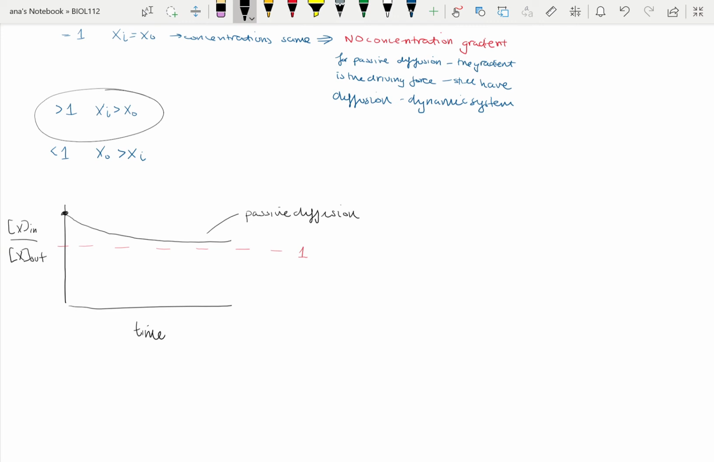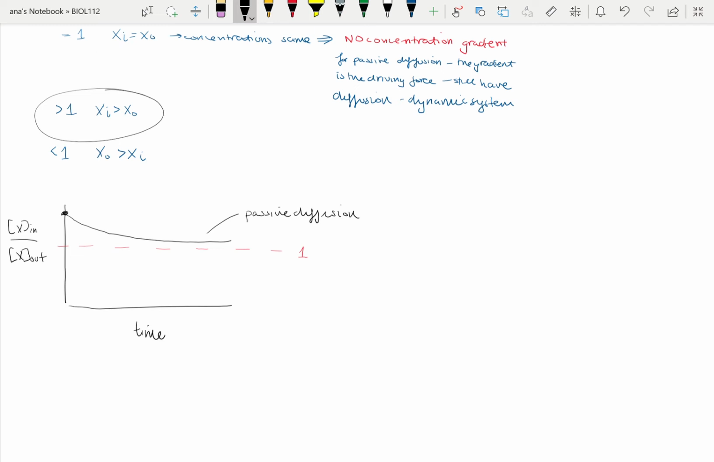Your concentration in is larger than that outside. So there is a driving force for things to move with the gradient, like down the gradient, down like a slide, right? They want to move along the gradient. So the molecules will start to move from a high concentration to a low concentration.